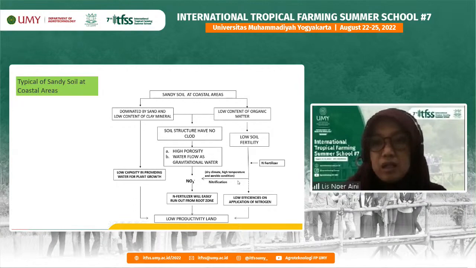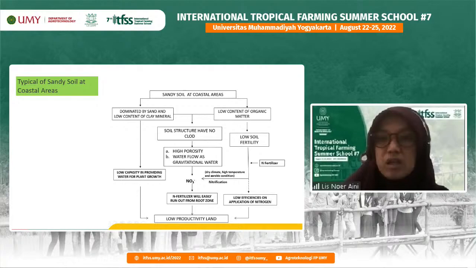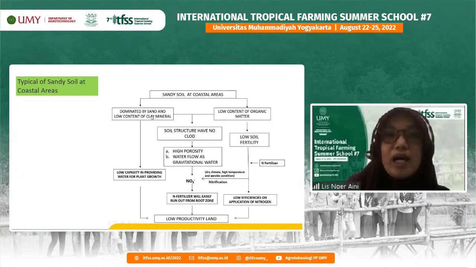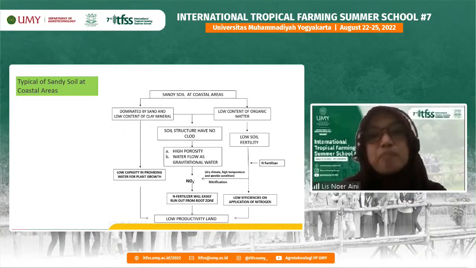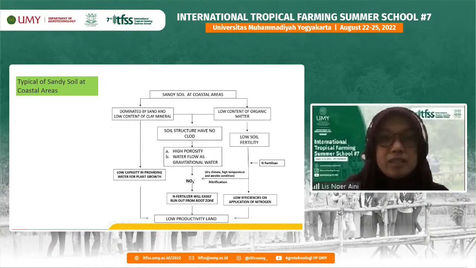It makes the efficiency of nitrogen application low. If the soil is dominated by sand and has low content of clay material and low organic matter, it will have no structure. If the soil has no structure, it will have high porosity and water flows as gravitational water, and the effect is that fertilizer will easily run out from the root zone. The effect finally is that productivity in land, especially sandy soil, will be low.